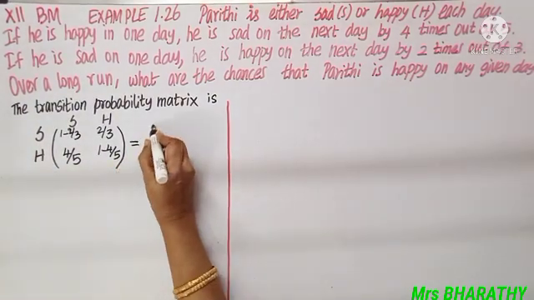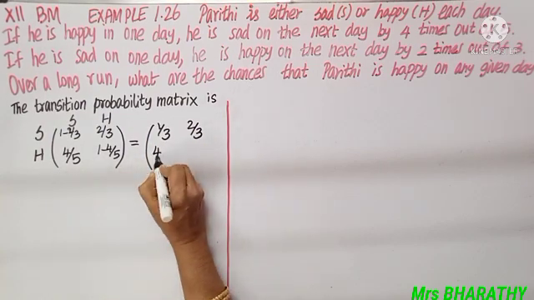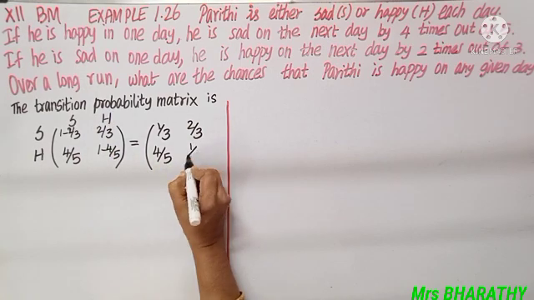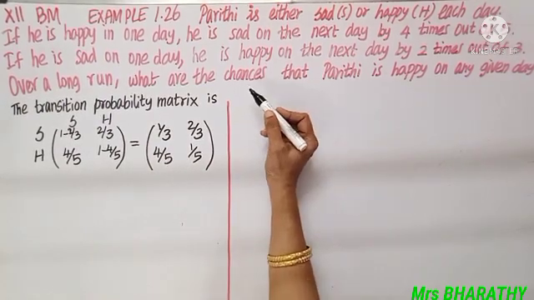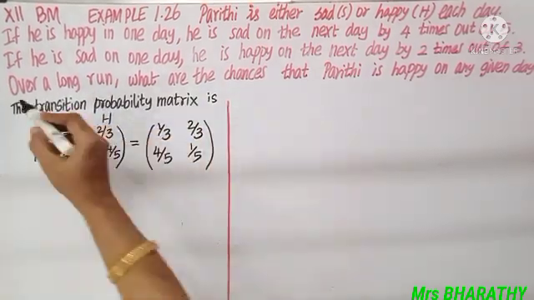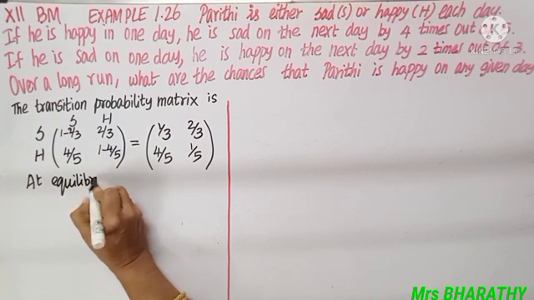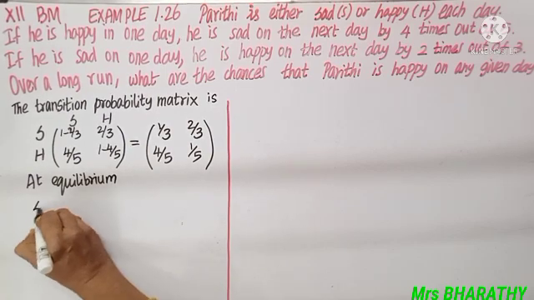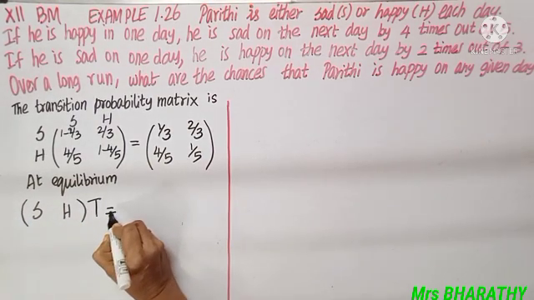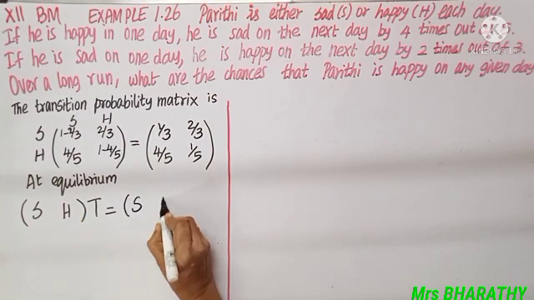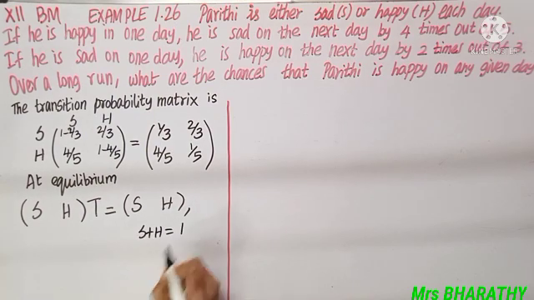So let us write it properly now. It is 3 minus 2, 1 by 3, 2 by 3. Second row, 4 by 5, 5 minus 4, which is 1 by 5. Having known the transition probability matrix, let us proceed to the question. Over a long run. So over a long run says equilibrium. So at equilibrium, what is the formula that we know? SH, sadness, happiness. The transition probability matrix, when I multiply, I must get SH again. And we remember the condition, S plus H equals 1.